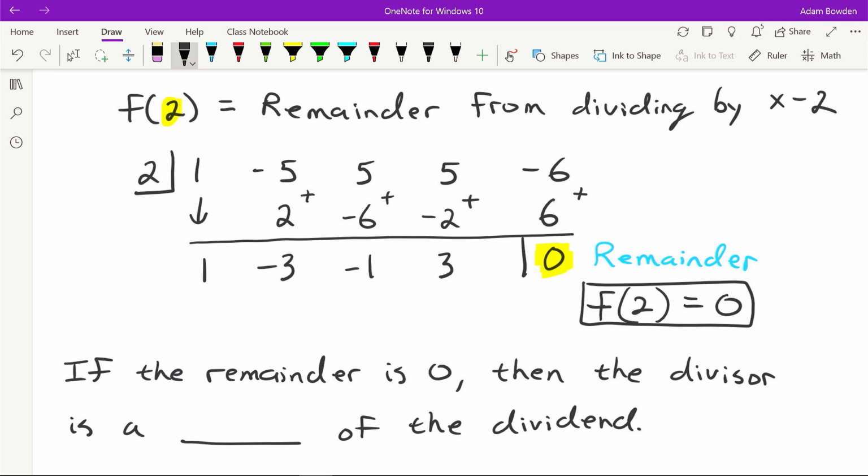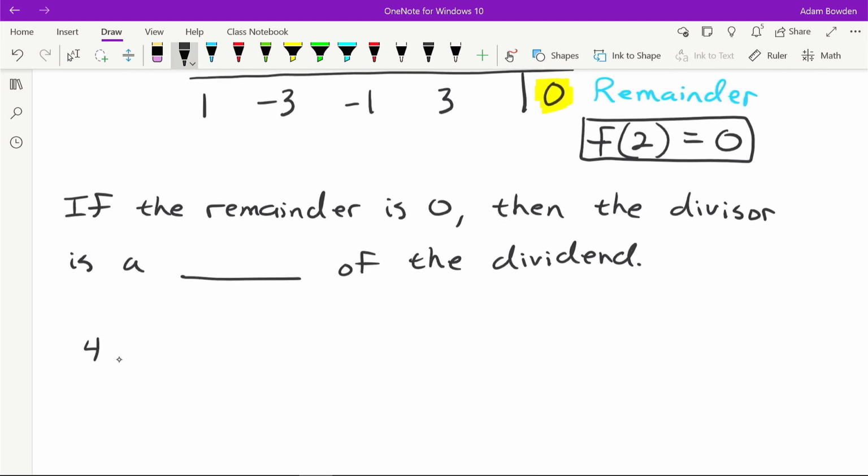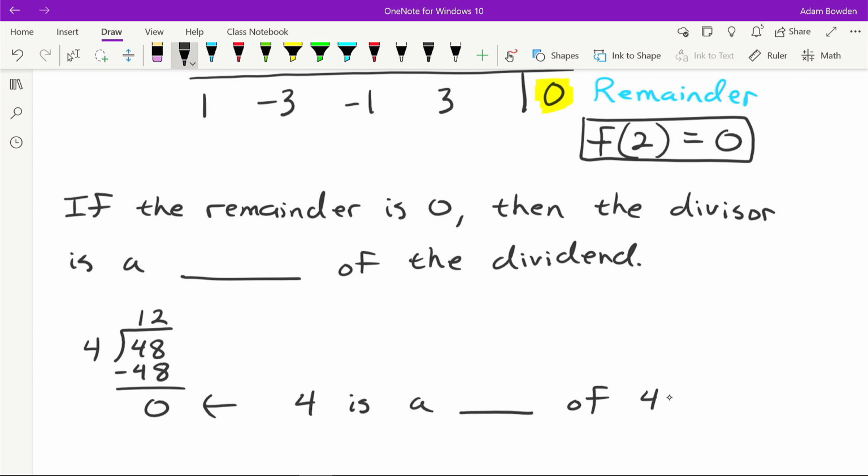In other words, if you divide a number by another number and you get a remainder of 0, for instance, 4 divides into 48 12 times with remainder of 0, we would say 4 is a blank of 48. The word we're looking for is factor. If 4 divides into 48 with a remainder of 0, then 4 is a factor of 48. The same is happening with polynomials.